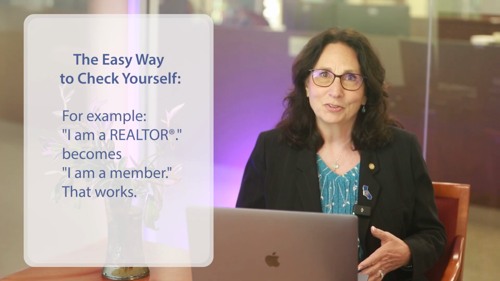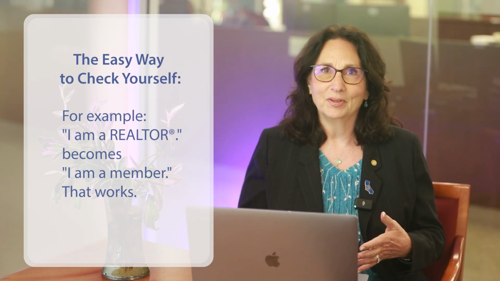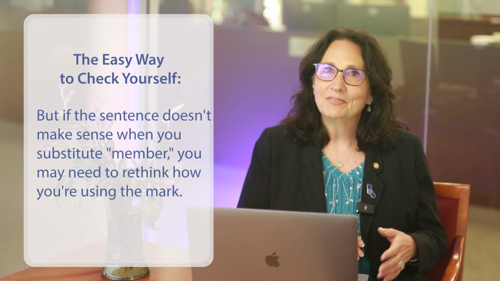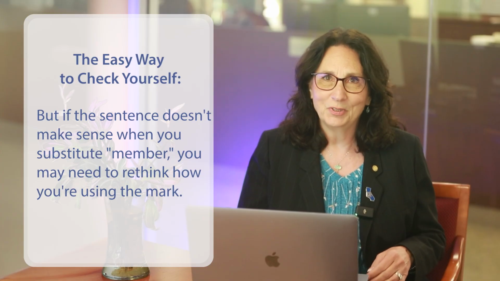The easy way to check yourself? The member test. Not sure whether you're using Realtor correctly? Try the member test. Simply replace the word Realtor with the word member. If the sentence still makes sense, you're probably using the mark correctly. For example, "I am a Realtor" becomes "I am a member." That works. But if the sentence doesn't make sense when you substitute member, you may need to rethink how you're using the mark.